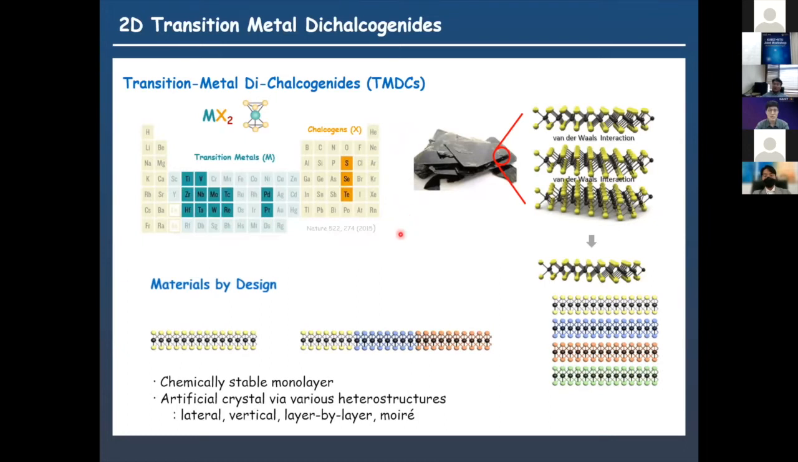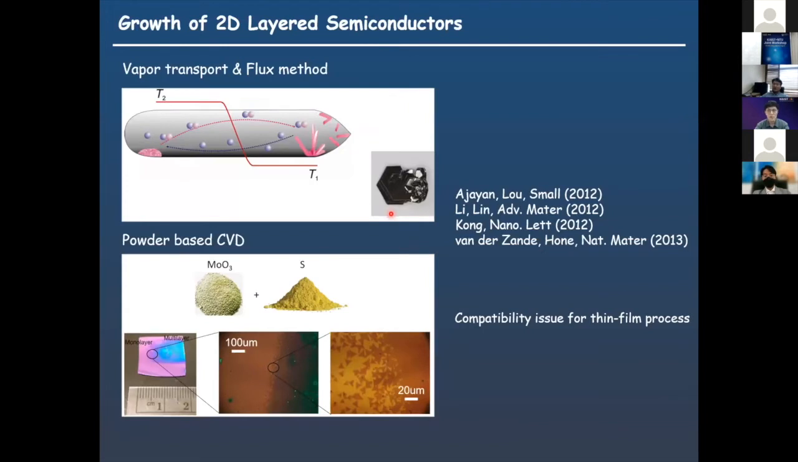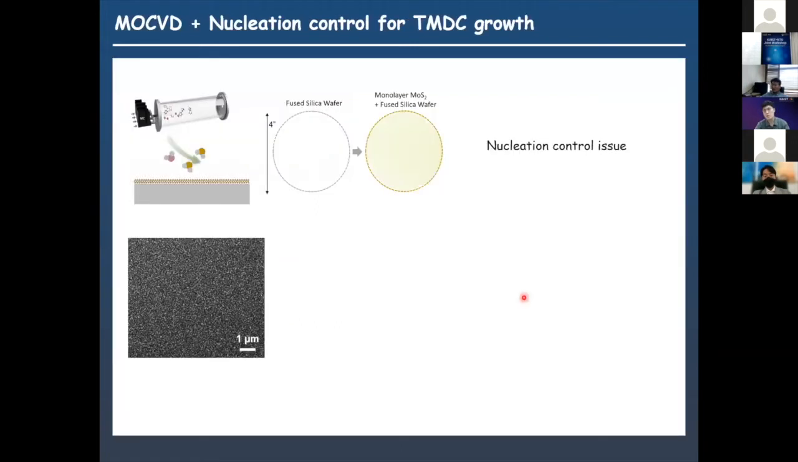And let me introduce the history and current status of 2D TMDC growth. In the beginning, TMDC growth was basically vapor transport of powder or powder-based CVD. Of course, thanks to the pioneers, we understood the basic properties of 2D TMDCs, but it lacked compatibility for thin film processes, and controllability was always the issue. Therefore, we need a gas phase growth method for applications, for example, the MOCVD technique.